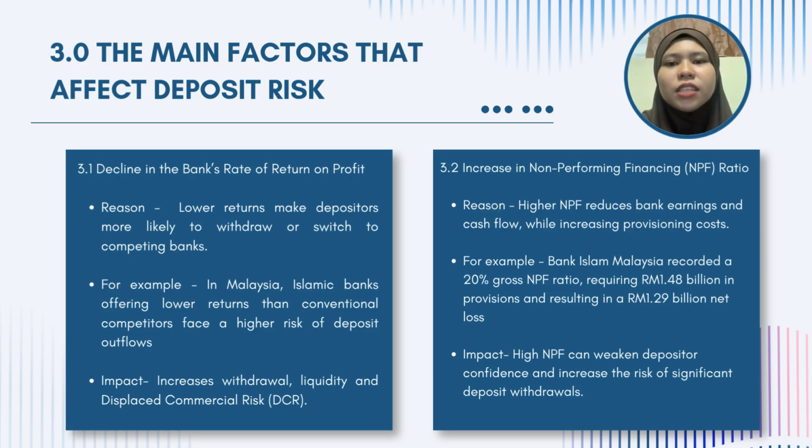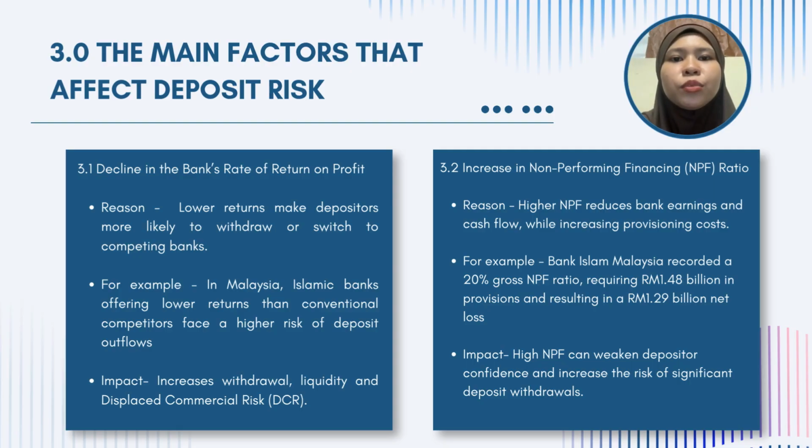Second, the next factor is the increase in the non-performing financing or NPF ratio. The main cause is that higher NPF reduces the bank's earning and cash flow while increasing the need for provision. For example, in 2006, Bank Islam Malaysia Berhad recorded an NPF ratio of 20%, required 1.48 billion in provision and resulted in a 1.29 billion net loss.